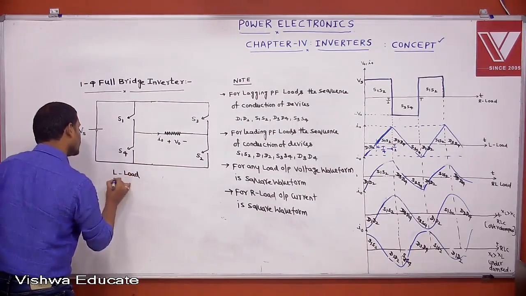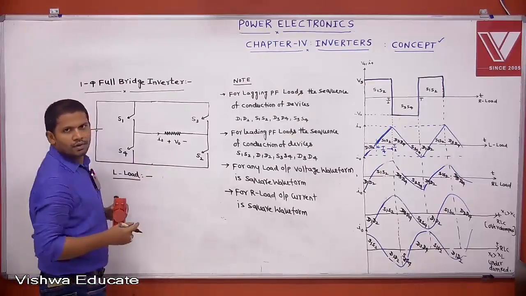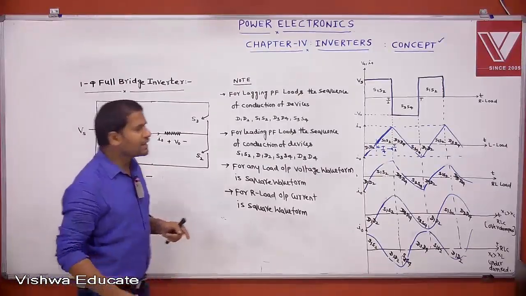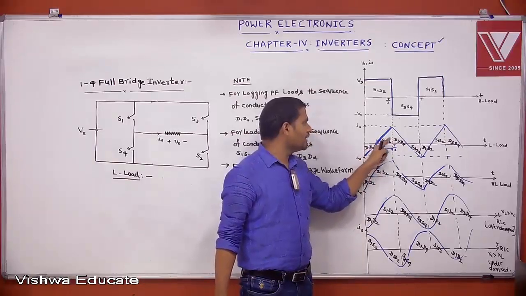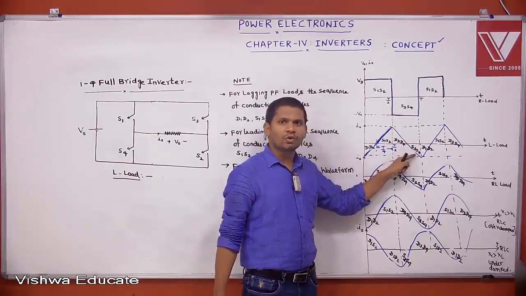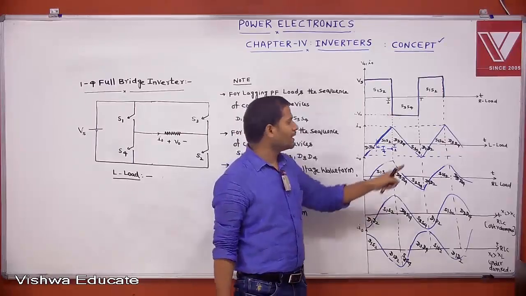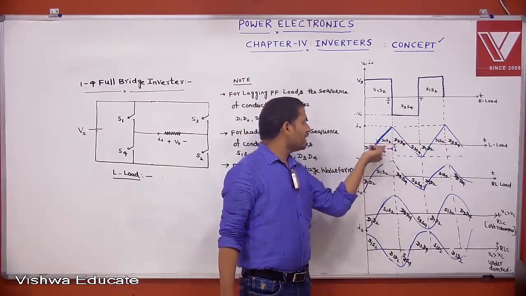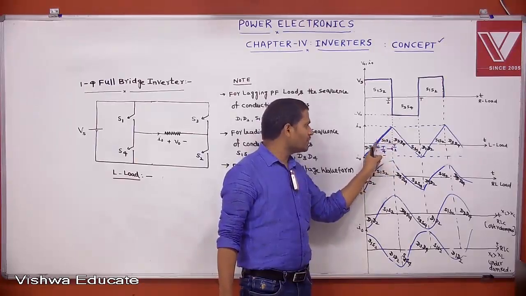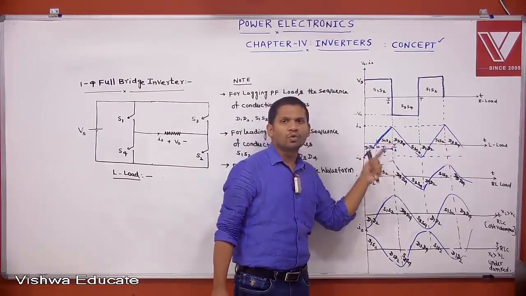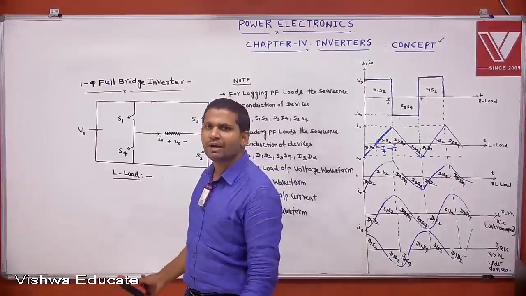Half bridge inverter. For how much angle, or how much time, is each device conducting? Either D1, D2 or S1, S2 or D3, D4 or S3, S4. How much time is it conducting in one cycle? Either S1, S2 or D1. This total is T by 2, right? This total is T by 2, from this point to this point. How much? T by 4. Any device, whether it is a switch or a diode.